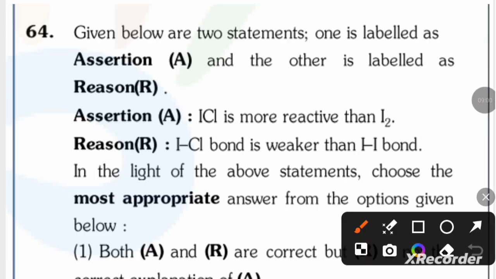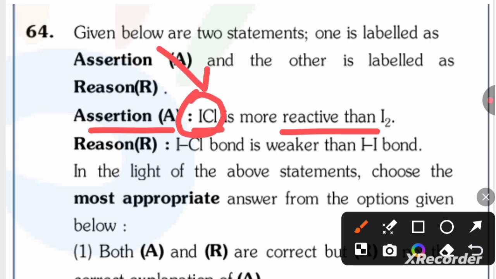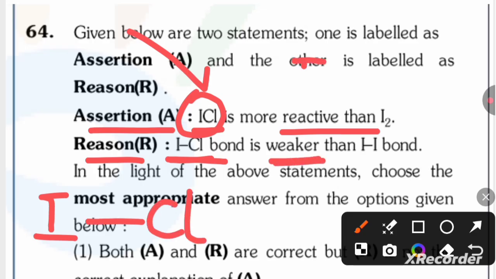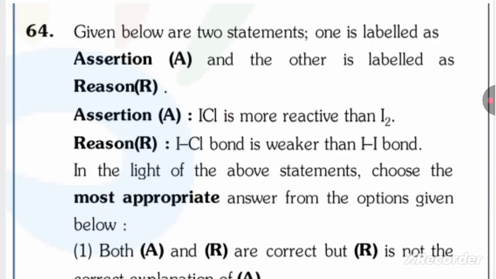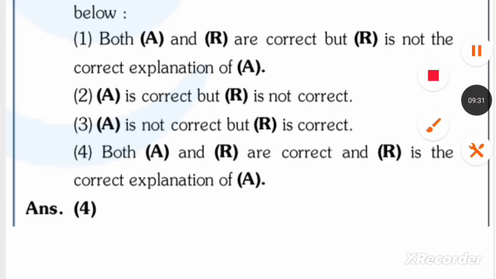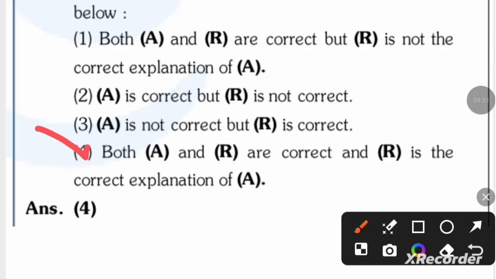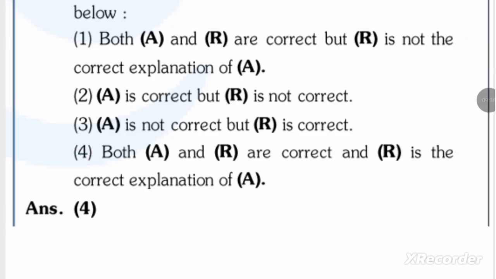Let us move to the next question. Assertion and reason question. Assertion A: ICl is more reactive than iodine. Of course, it is an interhalogen compound, so ICl is more reactive than iodine. Then reason: the I-Cl bond, the iodine-chlorine bond, is weaker than the I-I bond. So the iodine-chlorine bond is longer and weaker, and it can be broken easily. So both assertion A and reason are correct, and the reason is the correct explanation for the assertion.